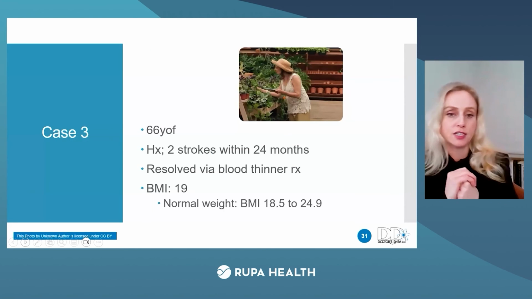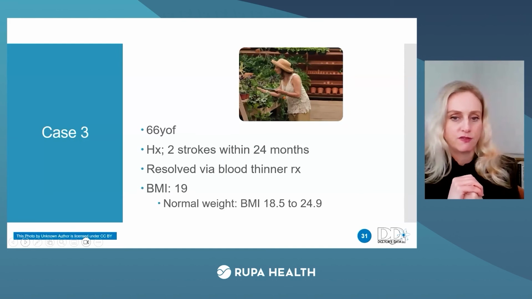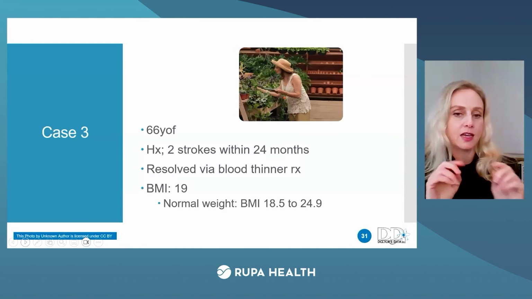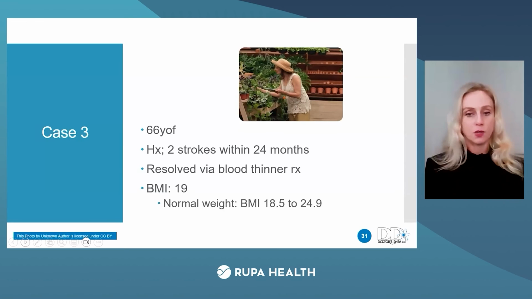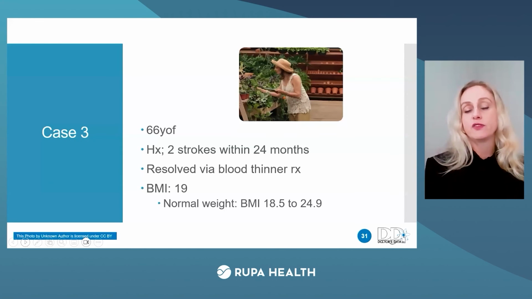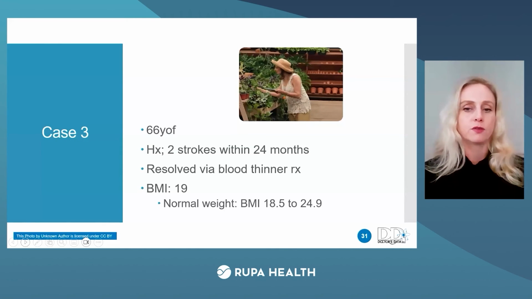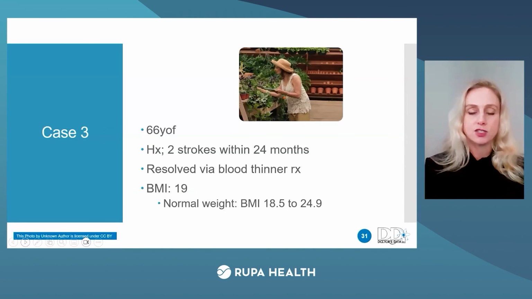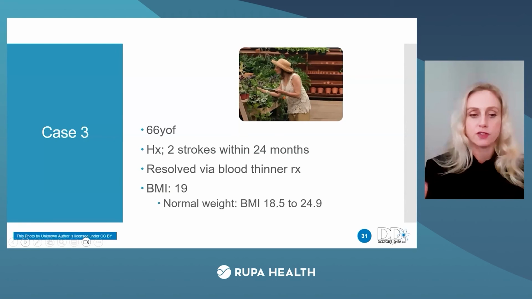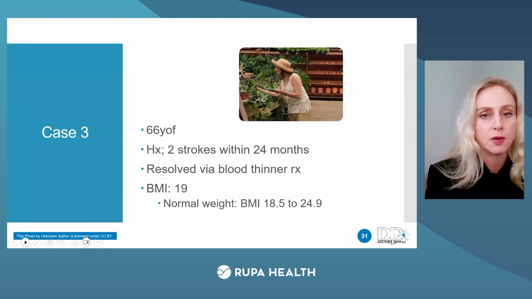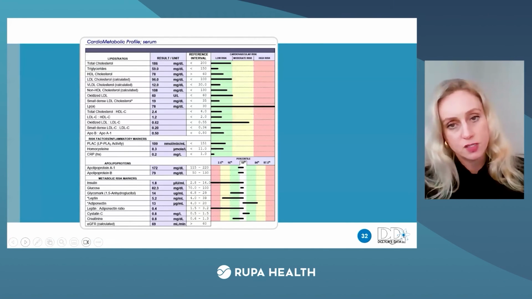All right, third case here is a 66-year-old female. So this is a woman that had a history of 2 strokes within the past 24 months. This is resolved via a blood thinner, but she's still wondering, what can I do? BMI is 19, so lower within normal limits. So different individual, different presentation than we've been talking about. So what do we see here for this profile?